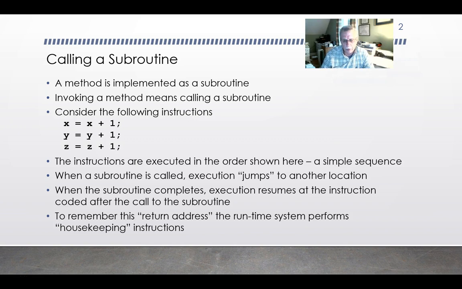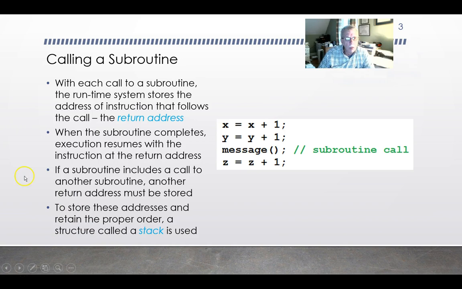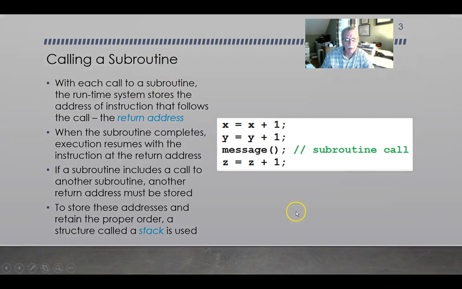Let's consider a little example so that we can put this idea together. When we call a subroutine, what happens is the runtime environment, so the Java virtual machine, stores the address of the instruction that follows the call to the subroutine. It has to remember that because it is interrupting the sequential execution of the instructions. Let's take a look at what we mean with some code here.